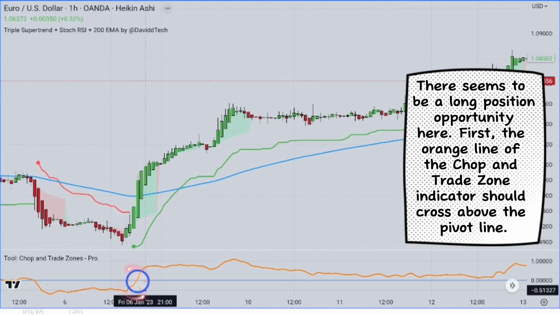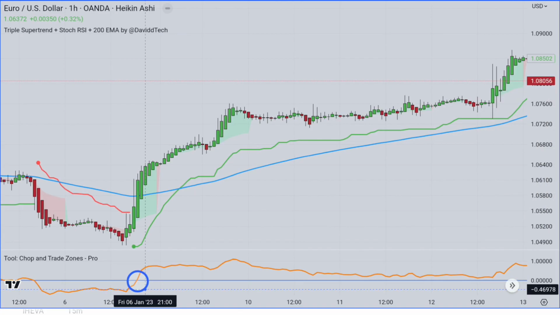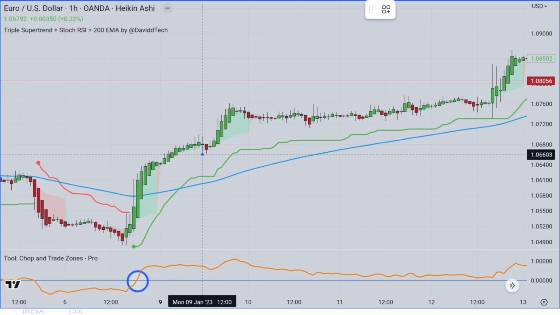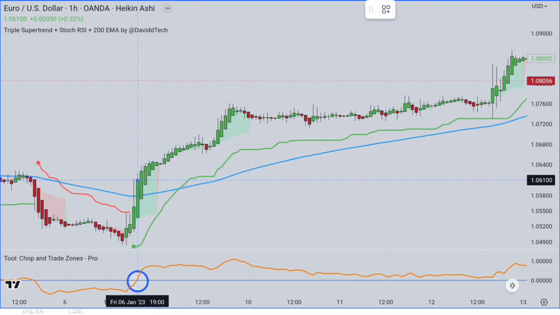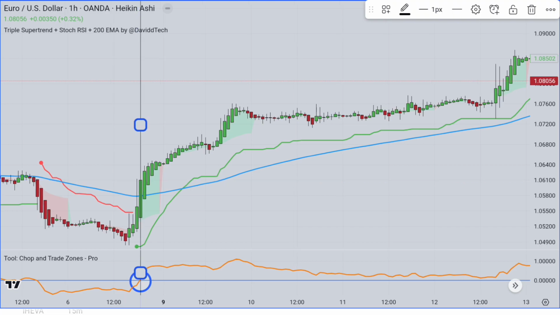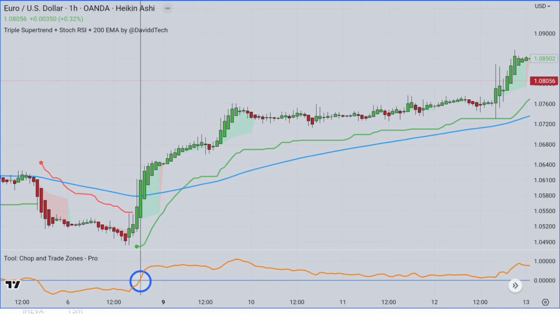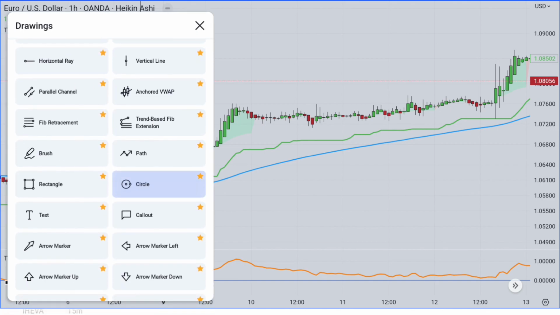There seems to be a long position opportunity here. First, the orange line of the Chop and Trade Zone indicator should cross above the pivot line. The Supertrend line should be green, and concurrently or subsequently, a green Heikin Ashi candle should close above the 200 period moving average line.